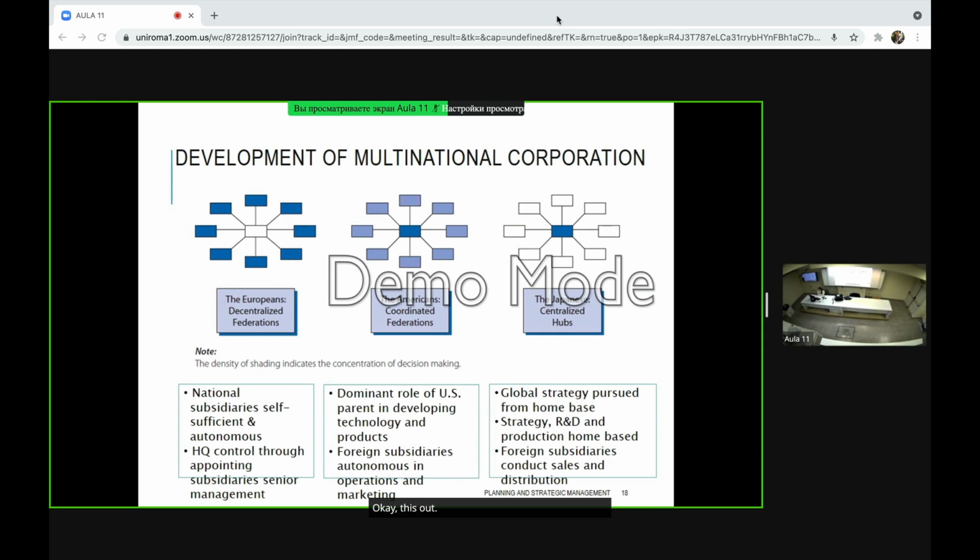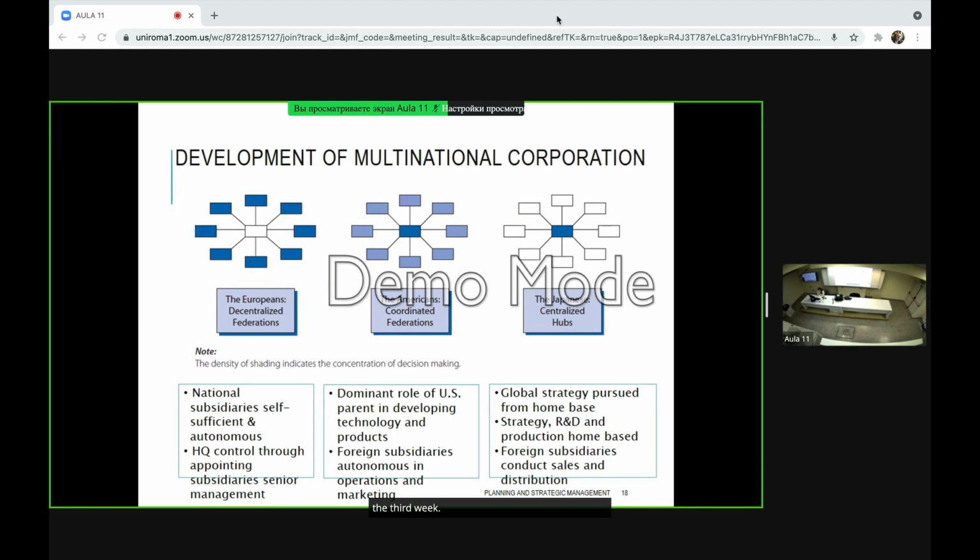These are different configurations of industries. The first is the European decentralized federation, where we have many subsidiaries that are autonomous from the headquarters. The second configuration was predominant after the Second World War and reflected the predominance of the U.S. in the world economy in this period. In fact, we have a dominant role of the U.S. parent in developing technology and products, and many considerably autonomous subsidiaries.